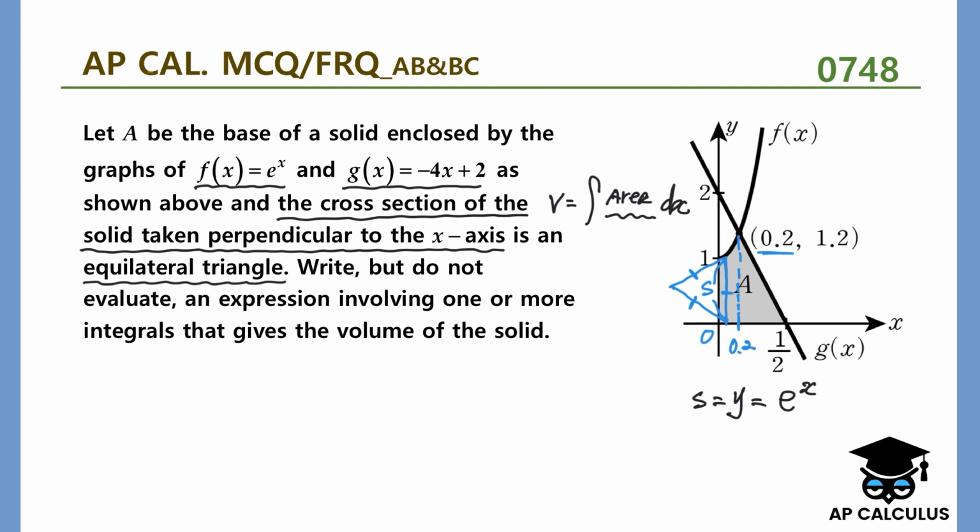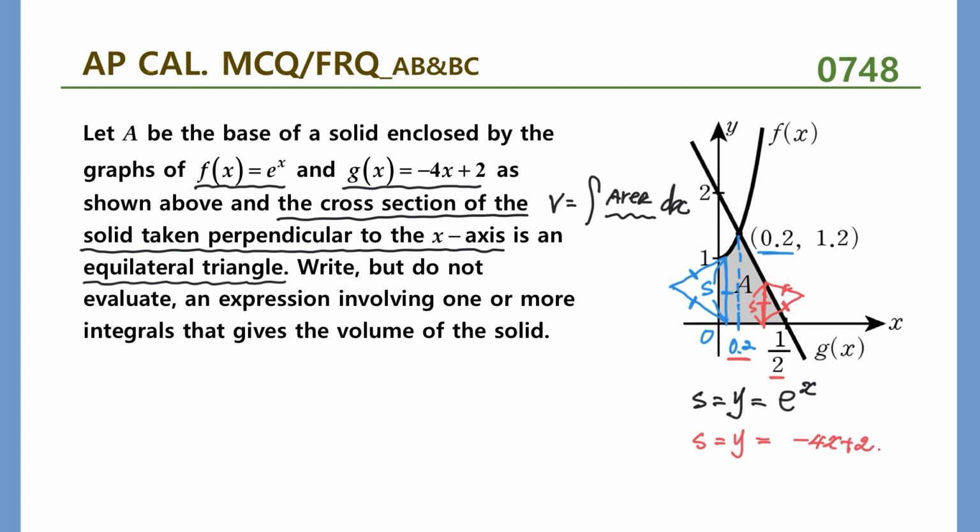From 0.2 to 1/2, our side of the equilateral triangle is y of this function right here, function g. So we have an equilateral triangle like this. I'm going to let this one be another s. That s is equal to y of this curve, and that is equal to negative 4x plus 2.